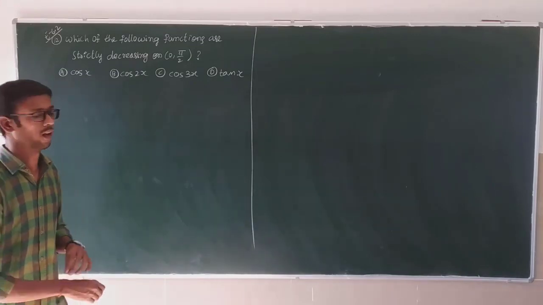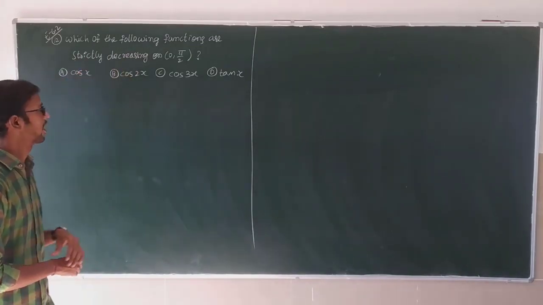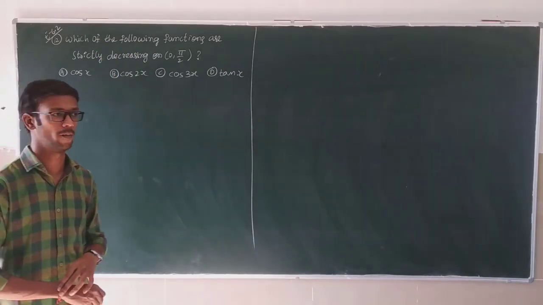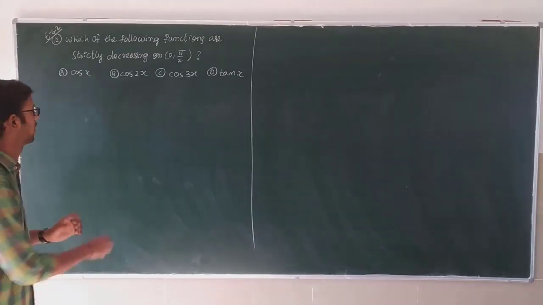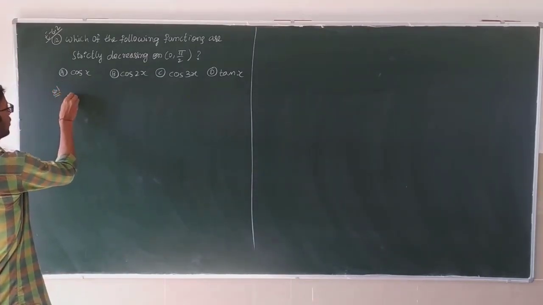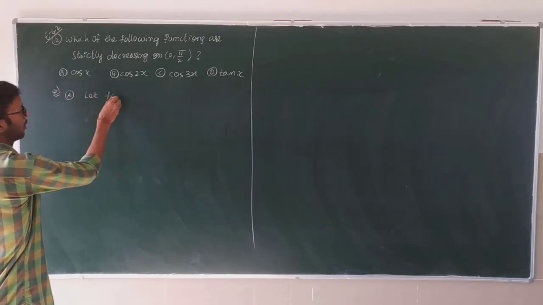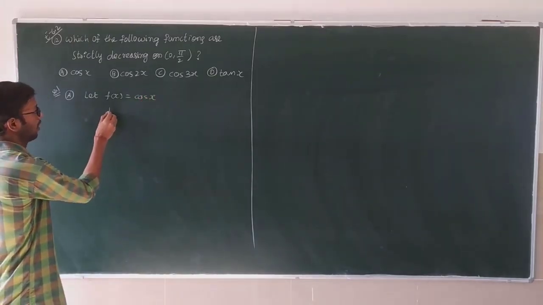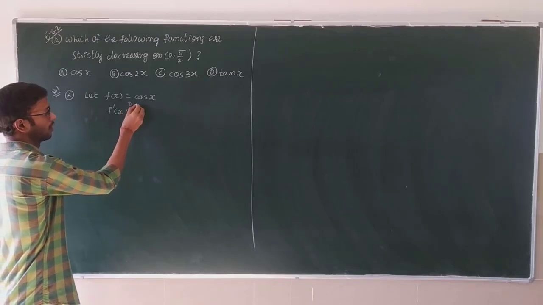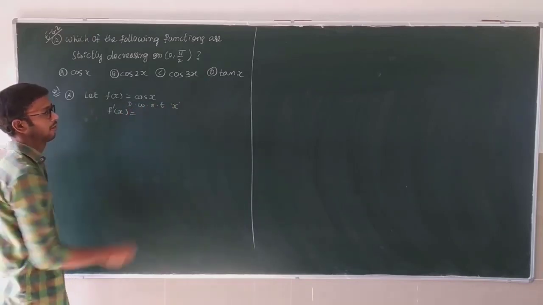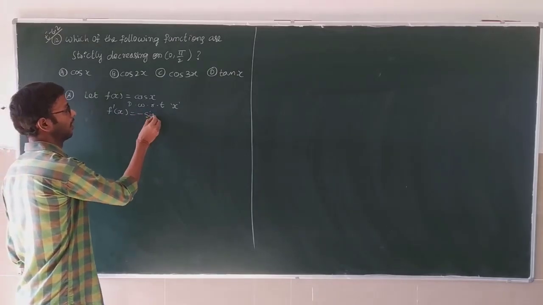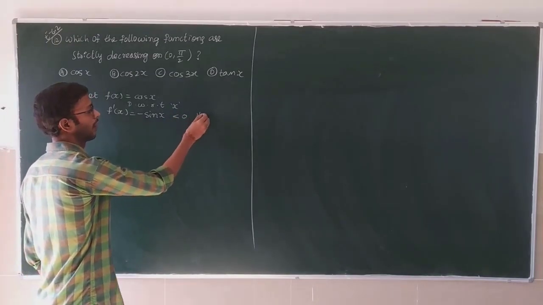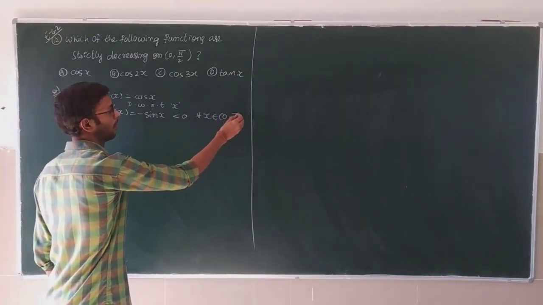Now problem number 12. Which of the following functions is strictly decreasing on the open interval 0 comma pi by 2? Which is strictly decreasing is being asked. So solution, first one A: let f of x is equal to cos x. F dash of x is equal to derivative with respect to x, f dash of x is equal to minus sin x. This is less than 0 for every x belonging to the open interval 0 comma pi by 2.